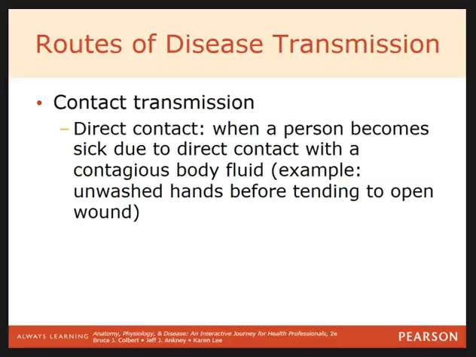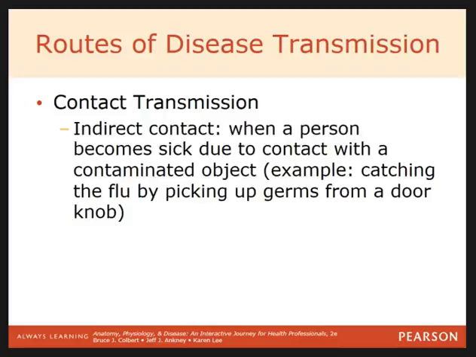Contact transmission is through direct contact or indirect contact. Direct contact is when a person gets sick because they came into contact with somebody's body fluids. So unwashed hands, and then touching an open wound. It could be somebody coughing directly on someone. That's why we want to cover our mouths. Indirect is when a person becomes sick due to contact with a contaminated object. So if somebody has the flu or a cold and then they touch a door, and then we come behind them and touch the door and then touch our face, we get the germs onto our body that way. That would be indirect.